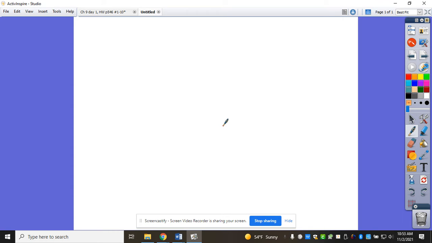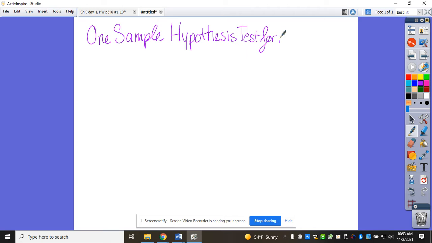So this is for step number 5. Does that sound right? Yeah. Okay. And this is the generic 4-step process for a 1-sample hypothesis test for means. And this is number 5, and we are in chapter 9.